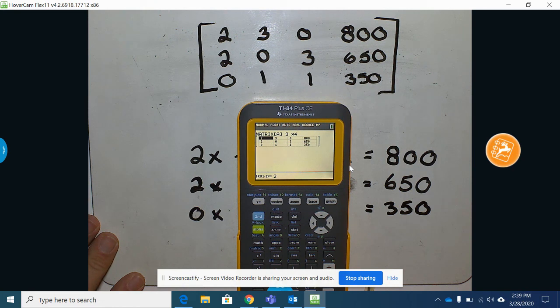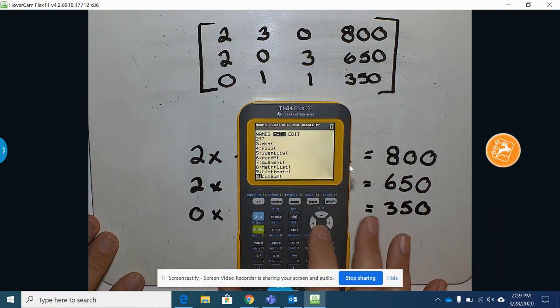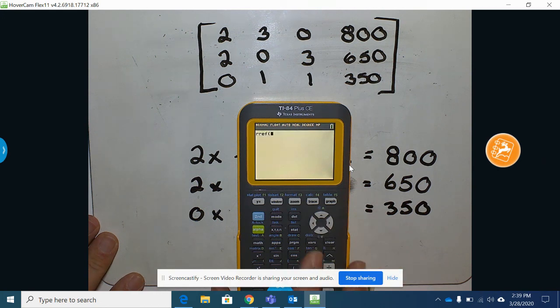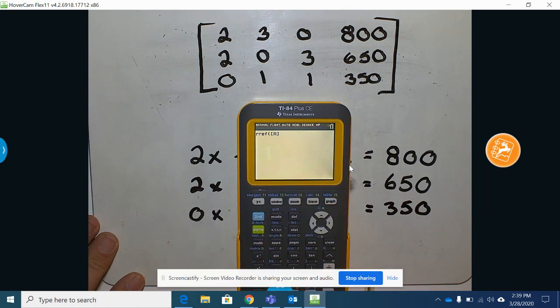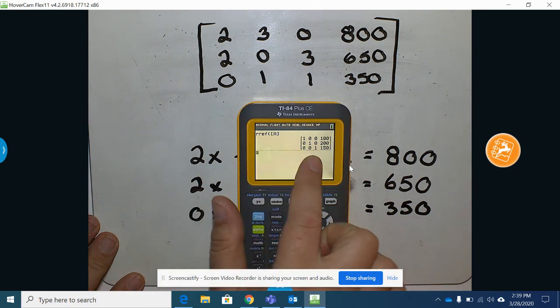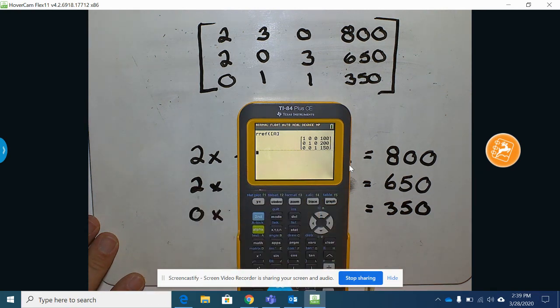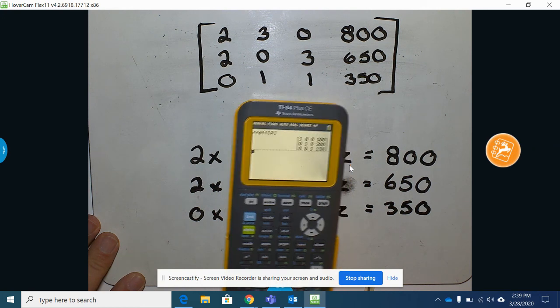Okay. Now, once I have that stored in my calculator, I have to quit back out, and then go back into the matrix menu, go to math, and all the way down to B, reduced row echelon form, and then go back into my matrix menu and choose the matrix that I just input. So now I'm doing the reduced row echelon form of matrix A. And as you can see, I get a nice reduced row echelon form matrix. All right. And what does that mean?